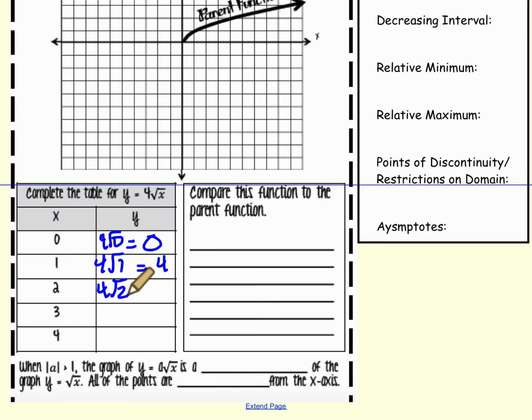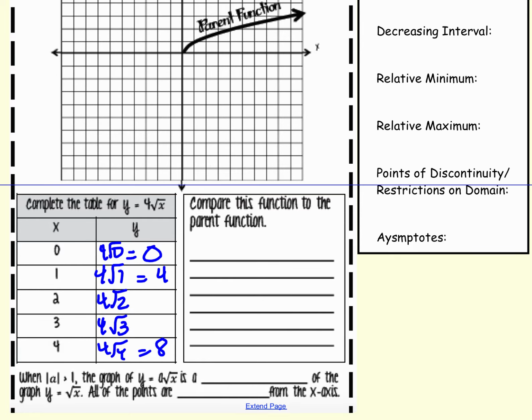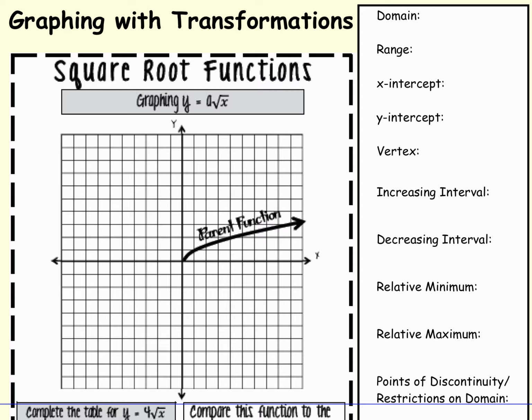which without a calculator, I'm not sure exactly what it is. And if I put in a 3, I get 4 square root of 3, which again, without a calculator, I'm not sure exactly what it is. And if I put in a 4, I get 4 times the square root of 4. Square root of 4 is 2, gives me 8. So I have 3 points, and I know for sure where they are. By putting in values that are going to give me a perfect square when I evaluate them, I can go ahead and find those without the use of a calculator.